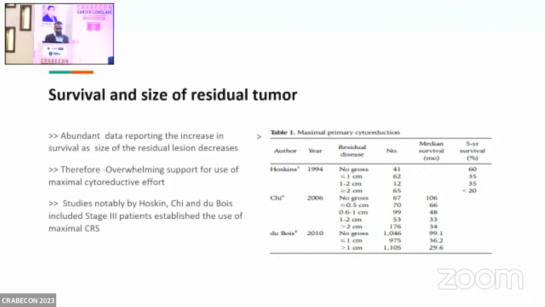Look at this trial by the Chi group. When there was no gross residual disease, the survival was 106 months, which is equivalent to nearly 9 years of overall survival. When the residual lesion grows to 5 mm, the survival goes to nearly half, about 66 months.